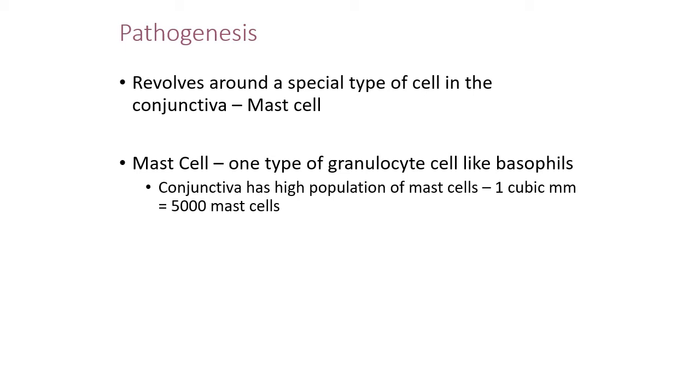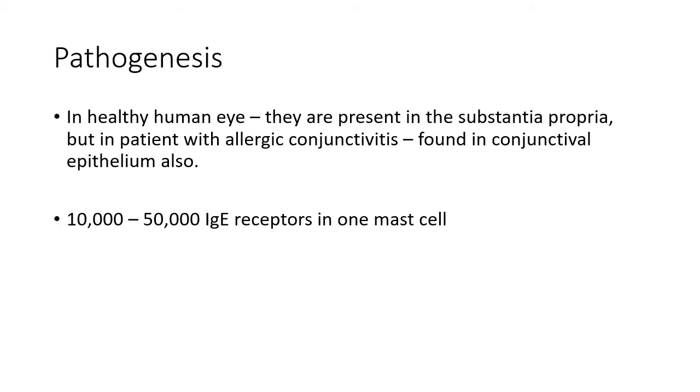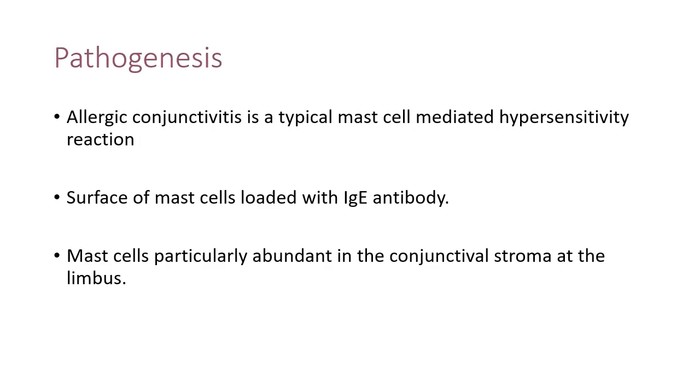So there is a typical special type of cell in the conjunctiva called a mast cell. It is one type of granulocyte cell like the basophil. The conjunctiva has a high population of mast cells, that is, in 1 cubic millimeter there are 5000 mast cells present in the conjunctiva. In a healthy human eye they are present in the substantia propria, but in a patient with allergic conjunctivitis they are found in the conjunctival epithelium also. In one mast cell, about 10,000 to 50,000 IgE receptors are present. So what happens?